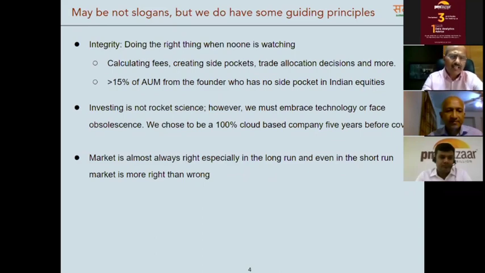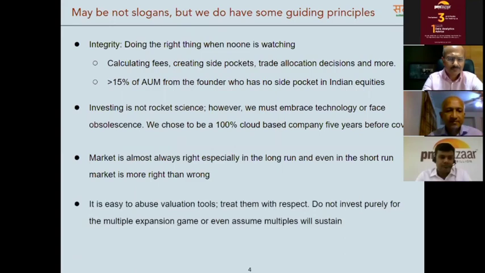We also accept that market is almost always right, especially in the long run. And even in the short run, market is more right than wrong. So one of my professors, Professor Pallavarajan, who I took a corporate finance course with, used to tell that if you see a pot of gold lying on the street, the first question you ask is, why hasn't anybody else picked it up? So we try not to think that we are smarter than the market, although market does give opportunity at times.